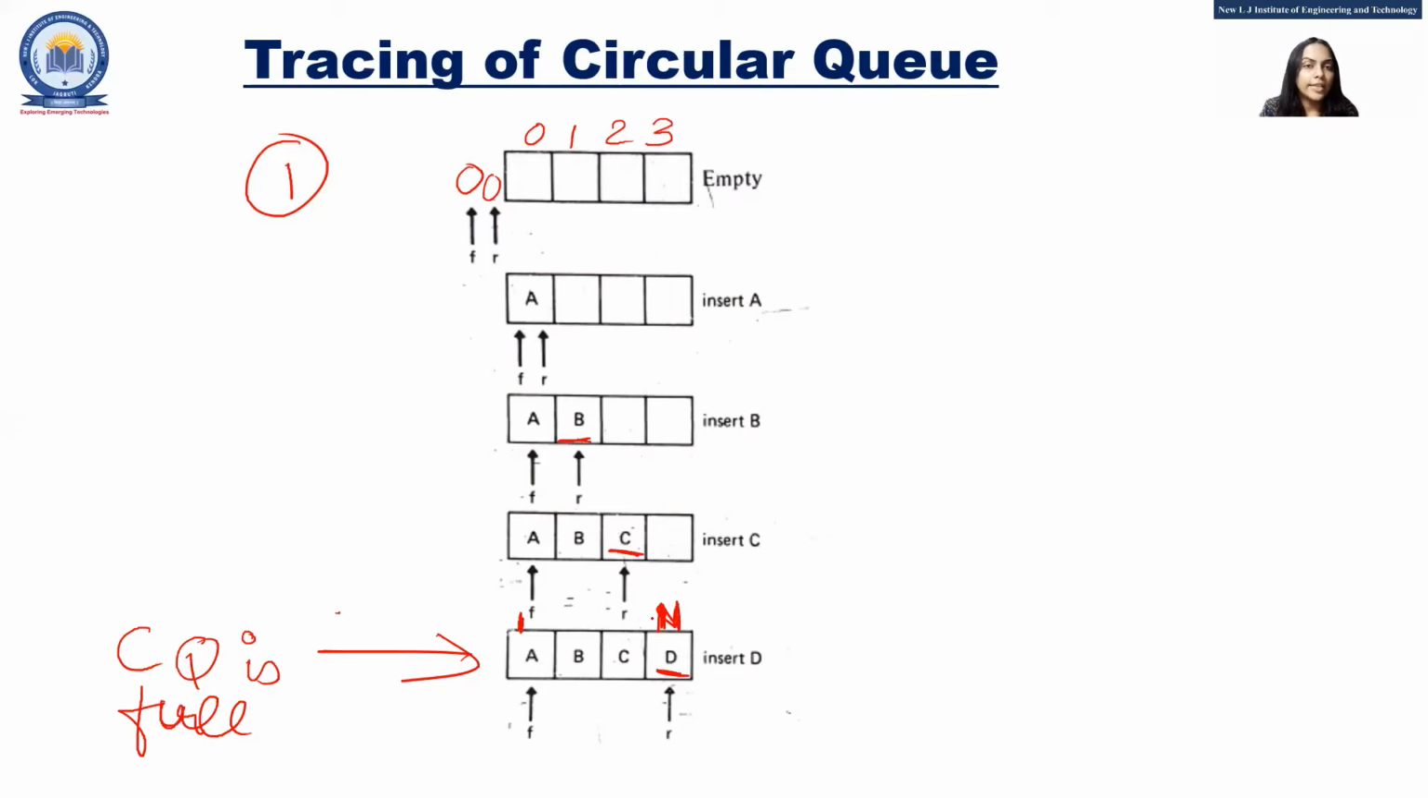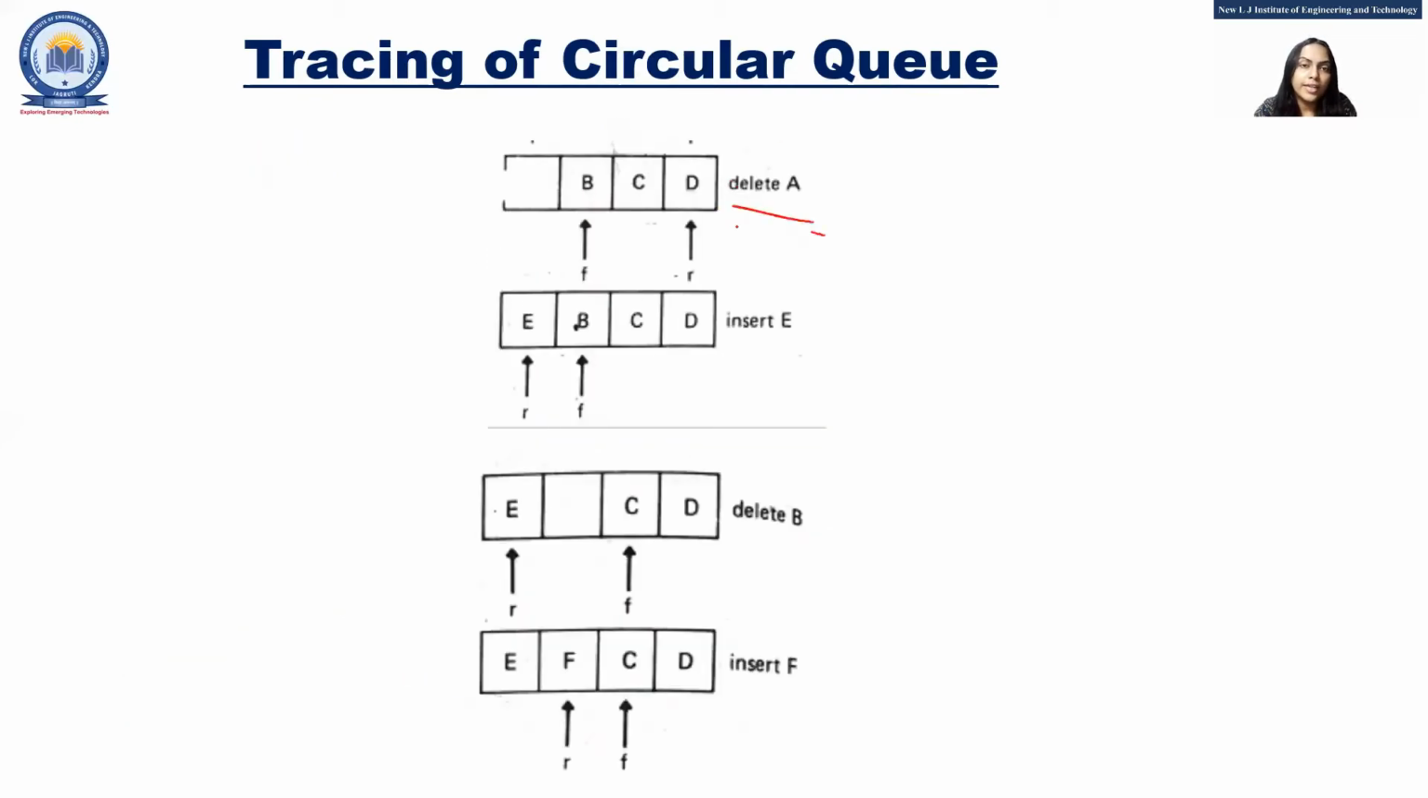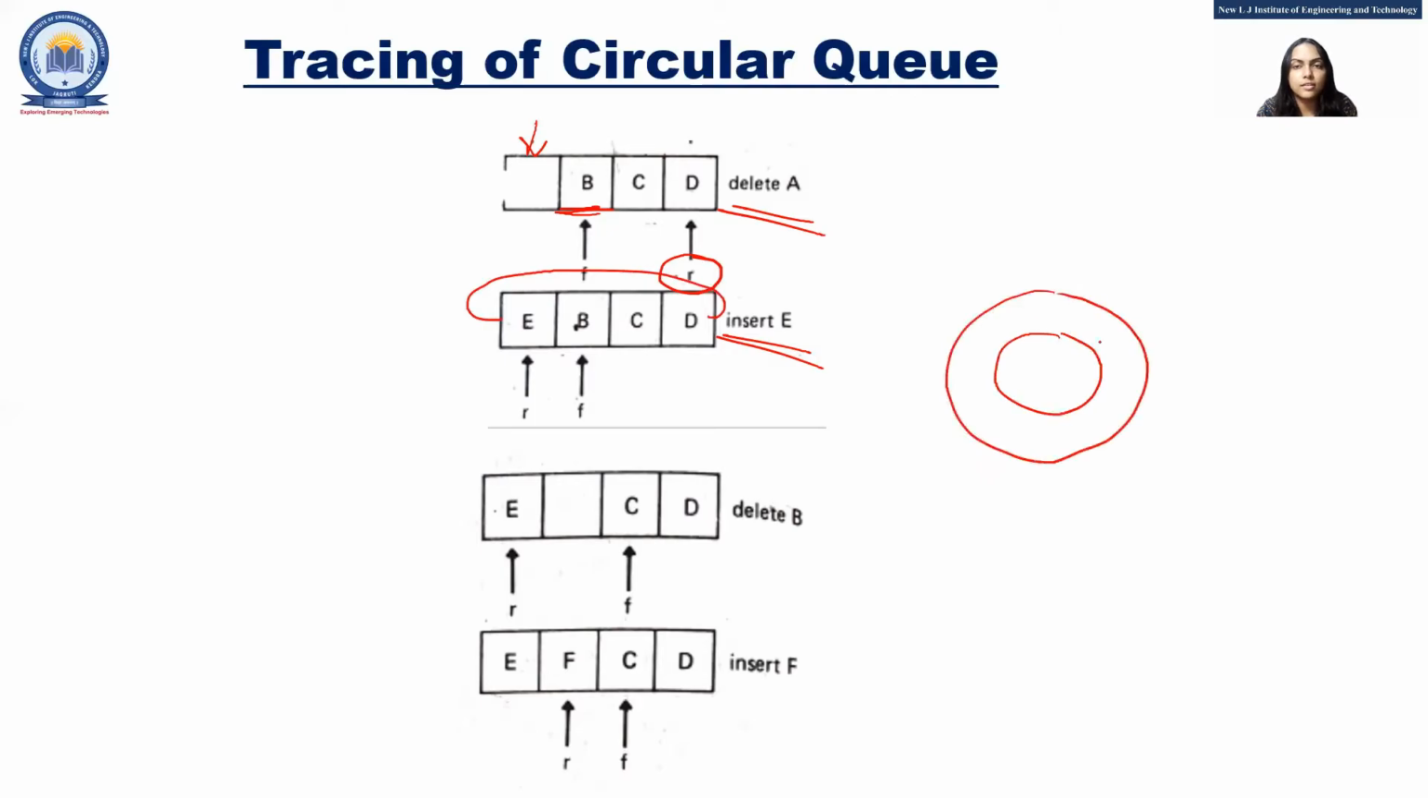Now let us try to delete one element. So if we delete A, what will happen? A will get deleted and front will be incremented. Okay, and now if we want to insert E, this is possible via circular queue. This was not possible in a linear queue, but in circular queue, it is possible that this E will be inserted, that is this pointer would be incremented and it would be again pointing towards the first location. So you must visualize this, that it is in a circular way, right?